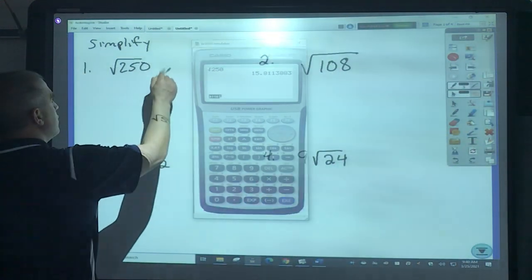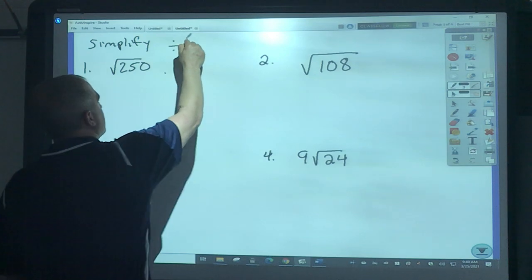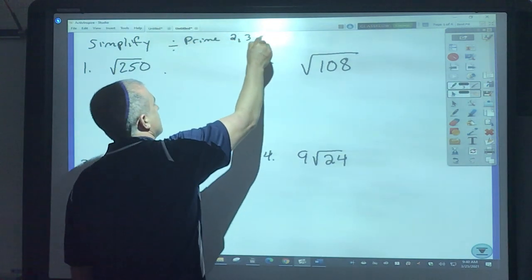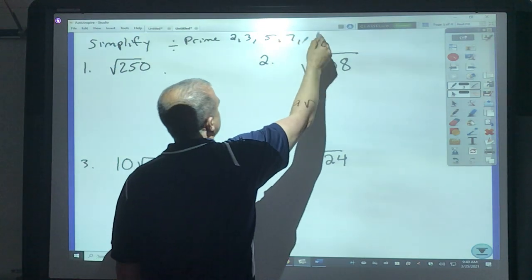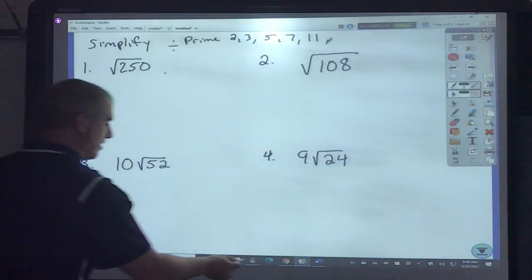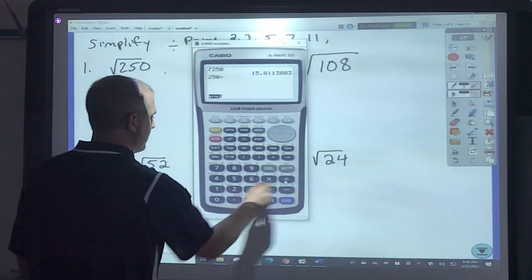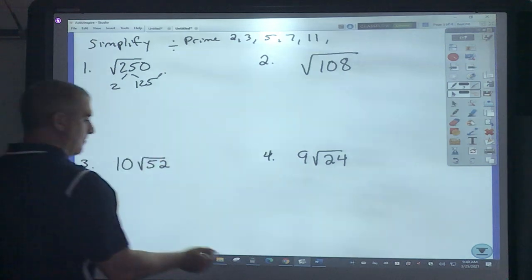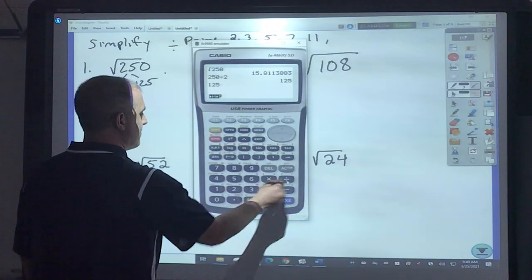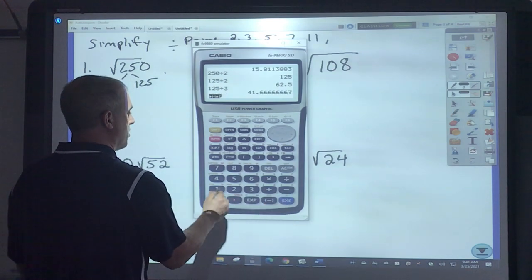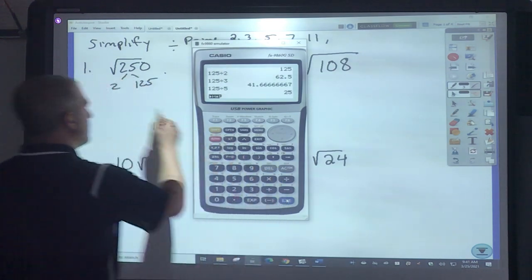Okay, so what I do is I always divide by prime numbers. My prime numbers are 2, 3, 5, 7, 11, and so on. But start with 2. So I do 250 divided by 2, I get 2 and 125. Now I try to divide 125 by 2, doesn't work. Try to divide by 3, doesn't work. Try to divide by 5, great.